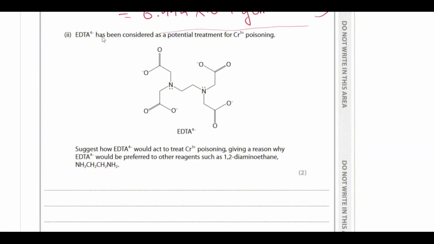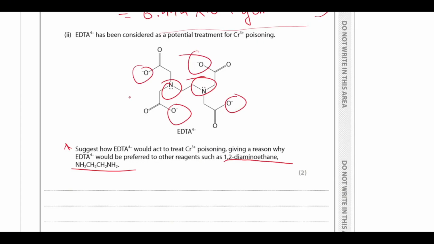Check this out. EDTA4 minus has been considered a potential treatment for Cr3+ poisoning. So they're told here to suggest how EDTA4 minus would act to treat Cr3+ poisoning, giving a reason why EDTA4 minus would be preferred to other reagents such as 1,2-diaminoethane, this one. Now, we have to check this out in many ways. First of all, EDTA4 minus is a hexadentate ligand. That means it can produce what? It can basically produce 1, 2, 3, 4, 5, 6 dative covalent bonds, considering it has 6 lone pairs of electrons.